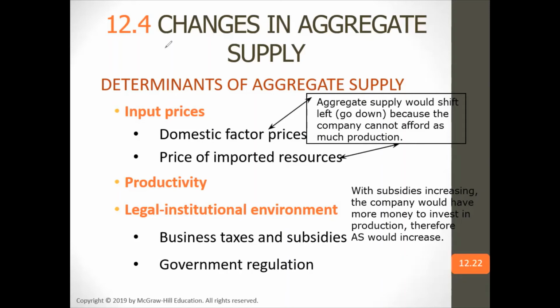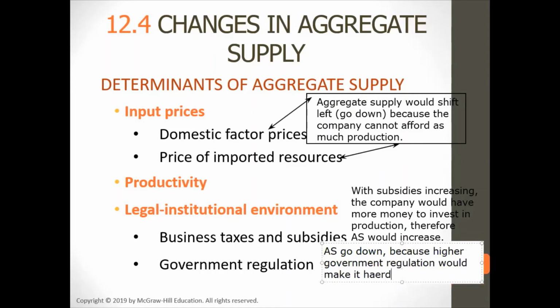Yeah, great job, Erica. So yeah, it'll go down. So aggregate supply would go down because higher government regulation would make it harder to produce a lot of production. So that's great. Great job, everybody.